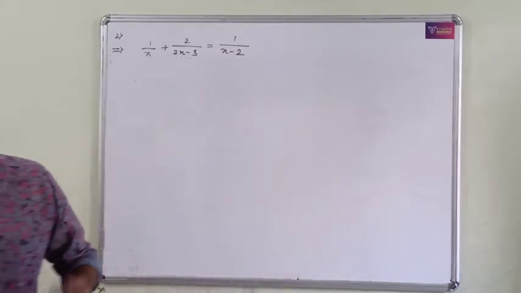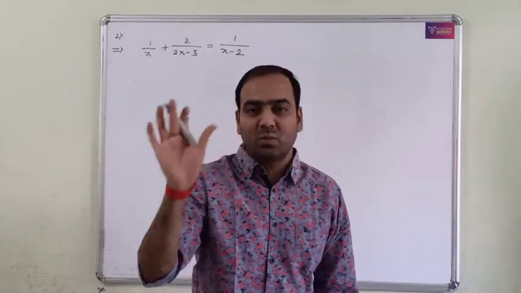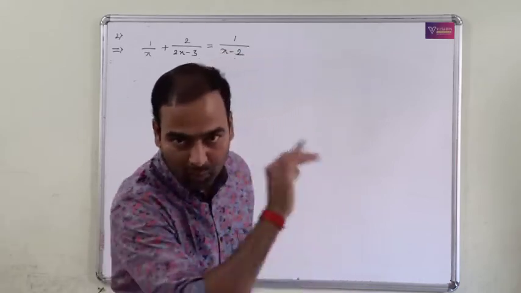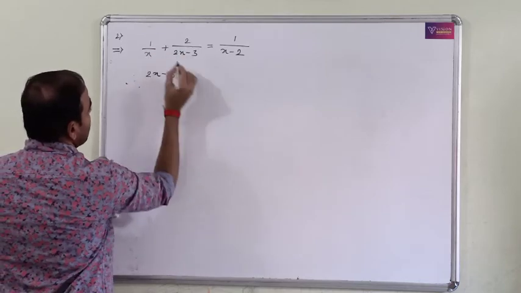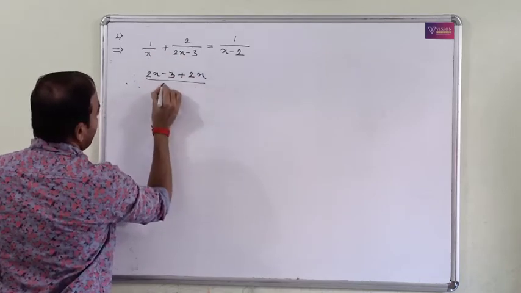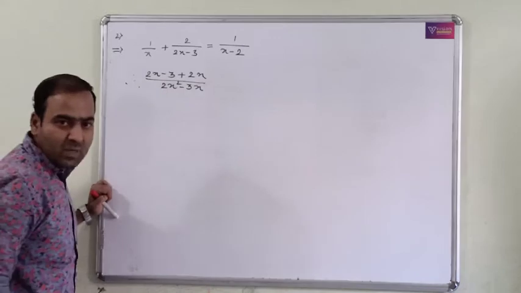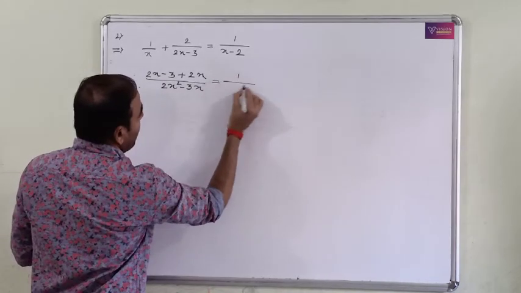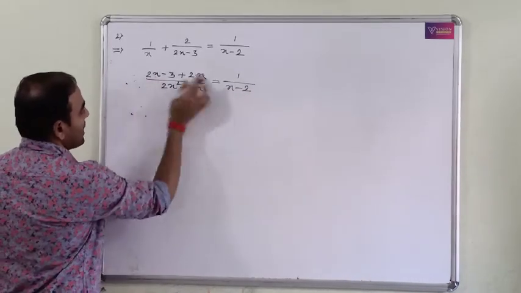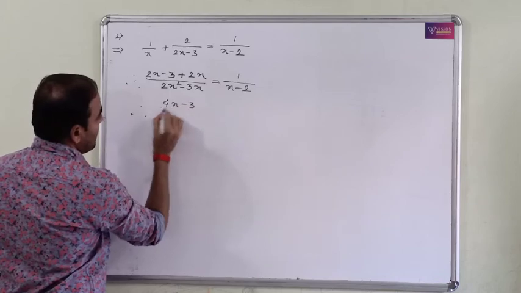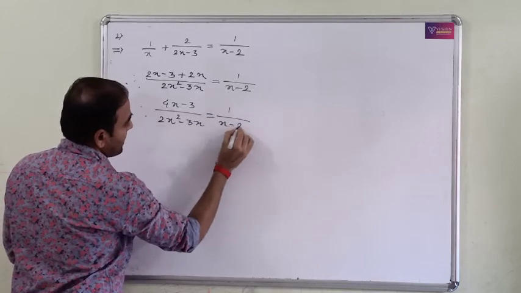So first of all, convert the given equation in the form of ax square plus bx plus c equals 0, and then apply the formula. So we convert it by cross multiplication. You get 2x minus 3, x into 2 is 2x square, minus x into 3 is 3x, equals 1 upon x minus 2. Then 2x plus 2x is 4x, minus 3 upon 2x square minus 3x is equal to 1 upon x minus 2.